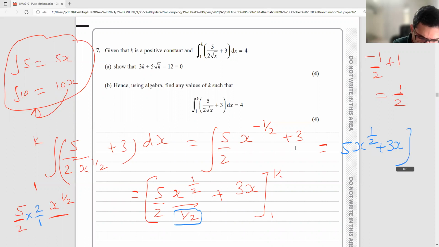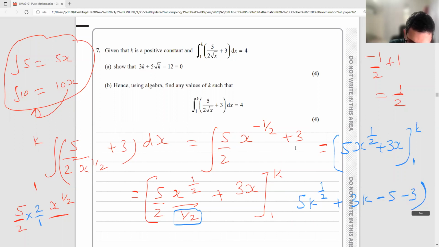And we have the bounds, the upper bound is k, the lower bound is 1. Now, how do we apply the bounds, guys? Those people who haven't done it, you still can do it, and when you do it in class, it is going to be easier for you. You can see that one, it is going to make your understanding better. We substitute the upper bound first, then we substitute the lower one. So when we substitute the top part, we get 5k to the power half plus 3k. When we substitute 1, rather than x, we write 1. So we get minus 5 and minus 3. That is the answer we get for this one.